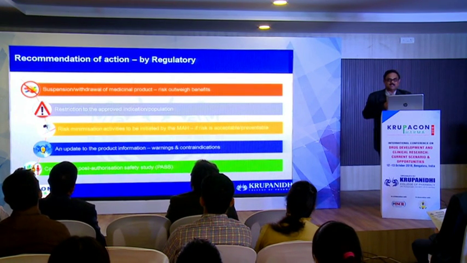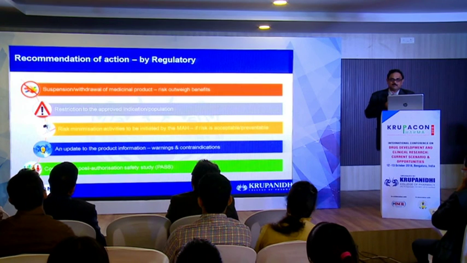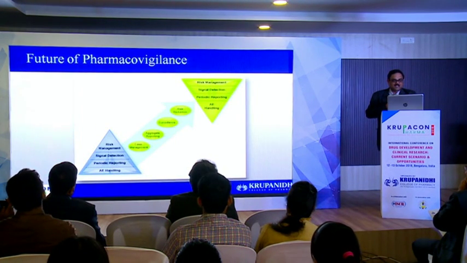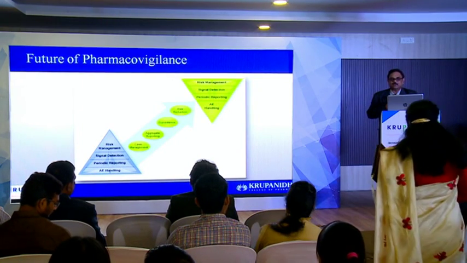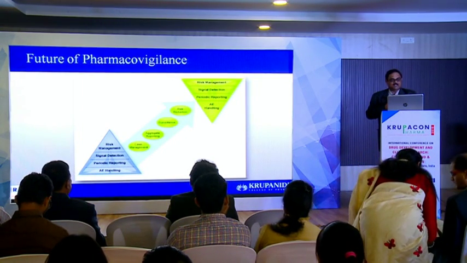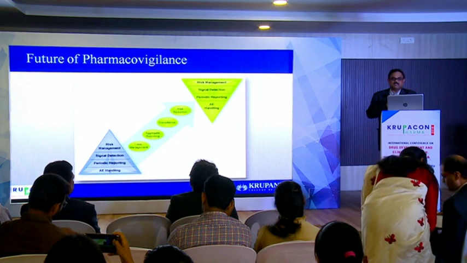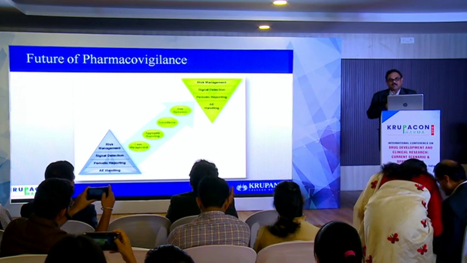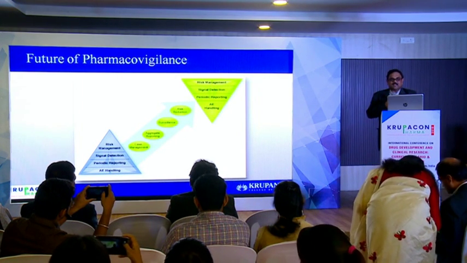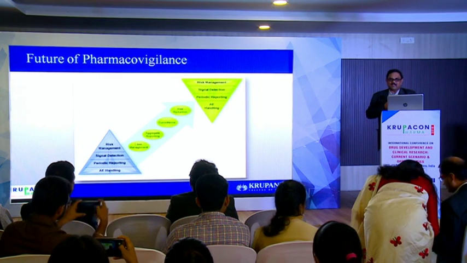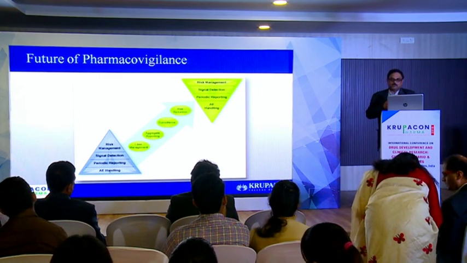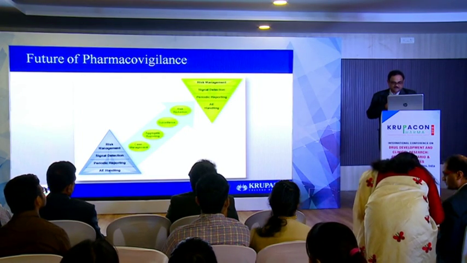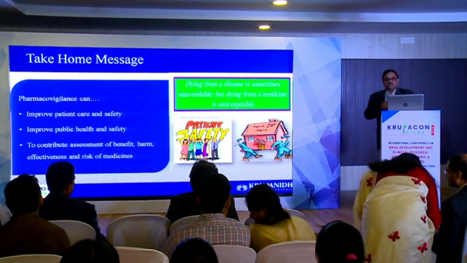Only if there is a regulatory intervention does it result in a tangible benefit to the population. And the future of pharmacovigilance: so far, we are trying to get adverse events, we are trying to build the risk profile of a drug. Once that is done, the triangle will invert. We know the risk of the drug, and then we accordingly implement the measures, which will eventually bring down the number of adverse events. That's the whole crux of pharmacovigilance.